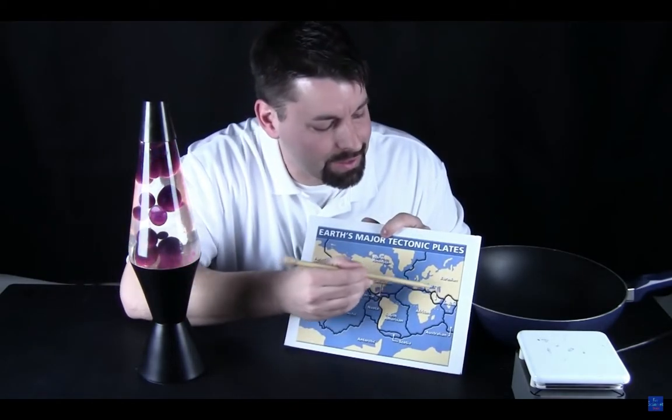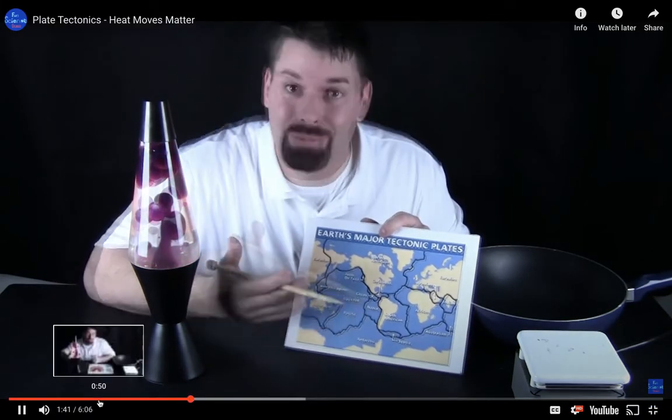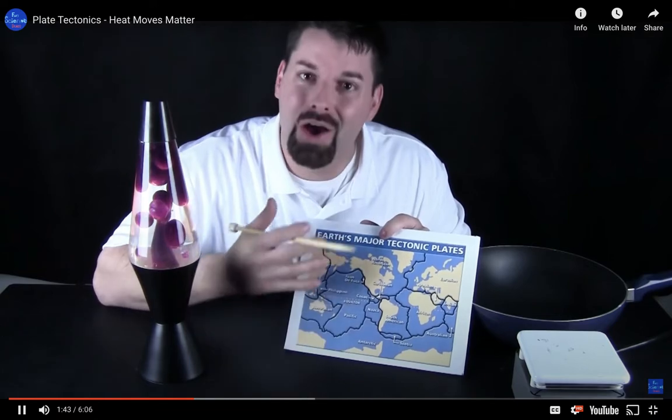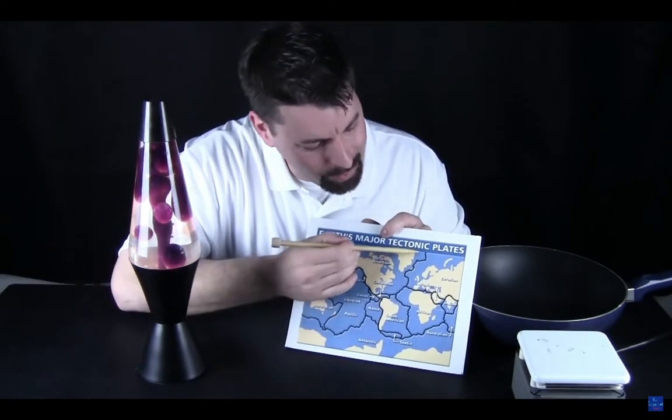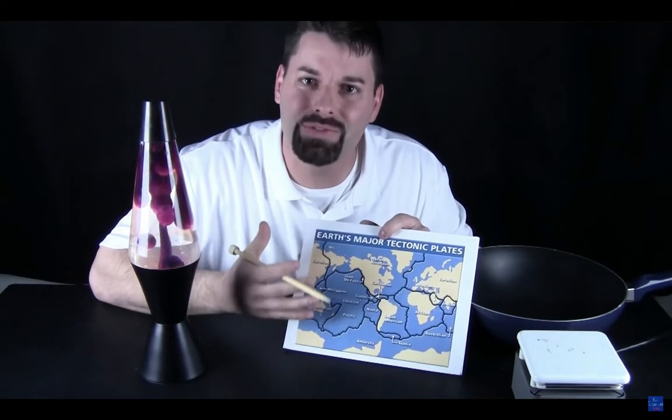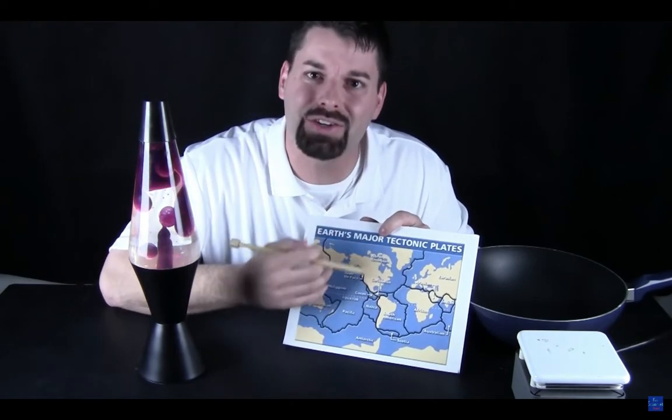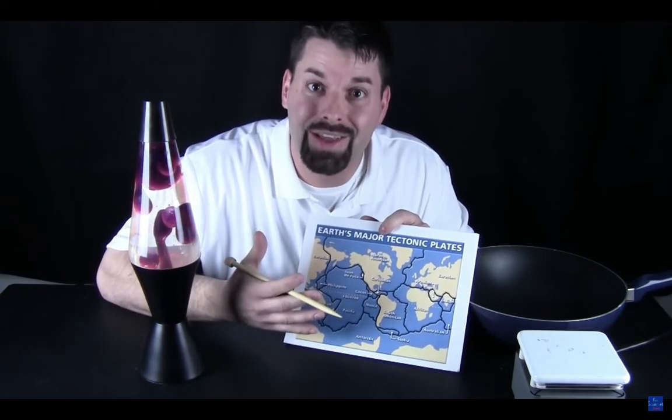So let's take a look at that crust and the outside of the Earth. These are continents. That's where we live. The blue is the ocean. Oceans and continents actually sit on top of the crust. Well, what are these lines? Through science, we've discovered that the crust is actually broken into plates, and those plates move.